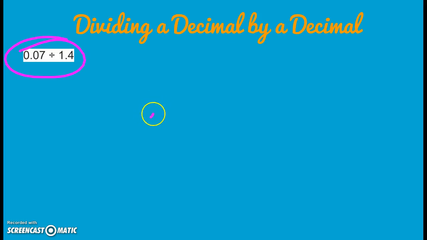All right, so I'm going to set this up as a regular long division problem. In my dividend, I have 7/100, and for my divisor, I have 1 4/10. Well, my divisor is the one doing the work, so this decimal isn't going to help him out. He needs to be a whole number if he's going to do any work. So here's how we make that happen.